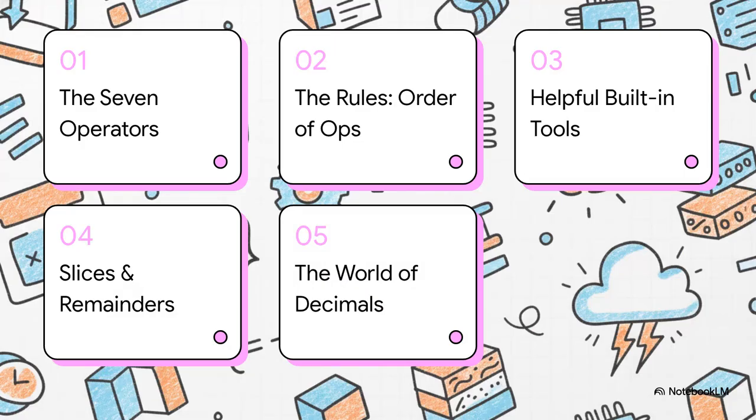So, here's the game plan. First, we'll cover the 7 core tools for any calculation. Then, we'll talk about the rules they all have to follow. After that, we'll look at some handy shortcuts, 2 super useful operators you might not have heard of. And then we'll finish things off by exploring the truly weird world of decimal numbers.